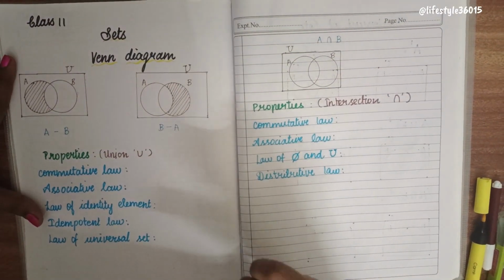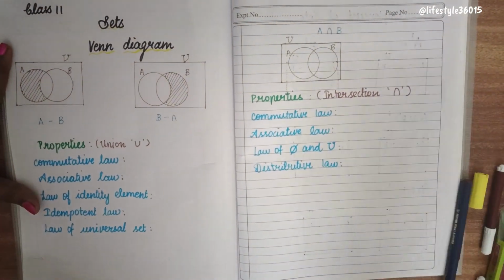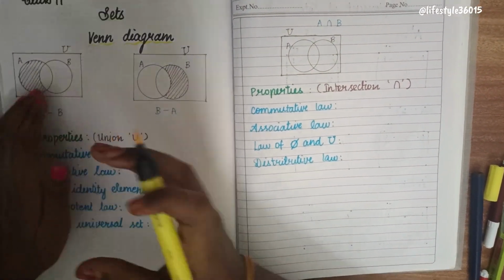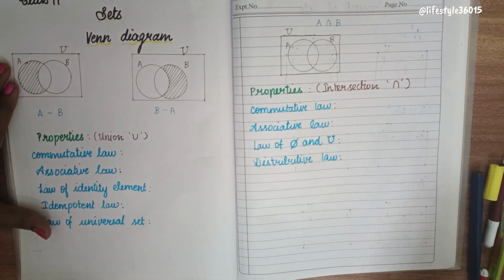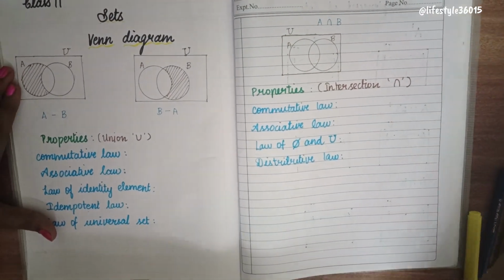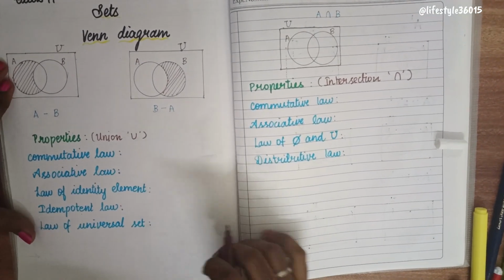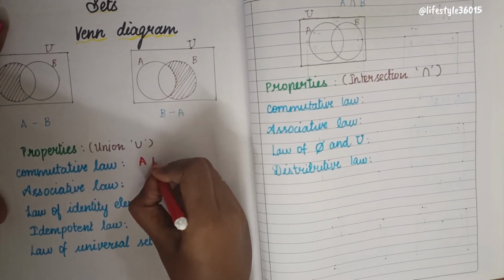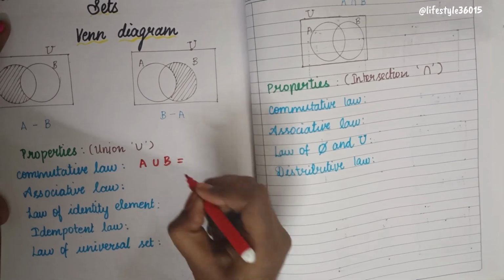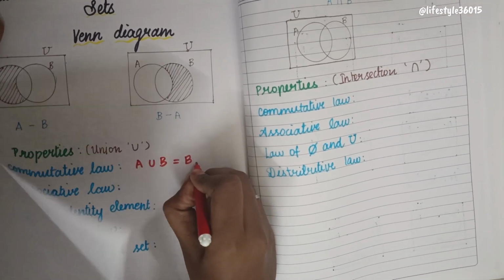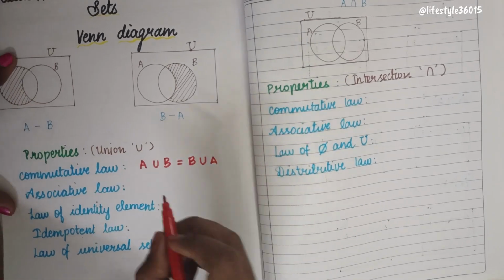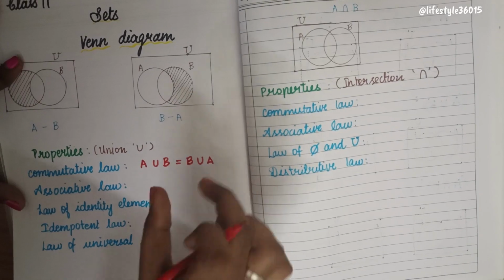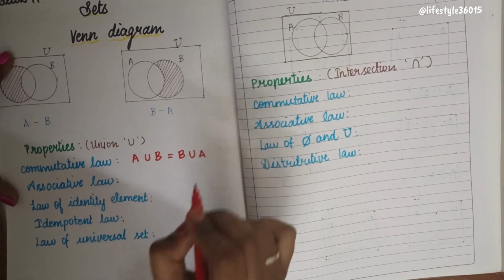Now let's learn the properties. You all know what is union, right? When we are unifying two sets, then that is called union. The first property we are going to be looking at is commutative law. According to commutative law, A union B is also equal to B union A. When you unify A and B, the answer which you get is also the answer that you will get when you unify B union A.